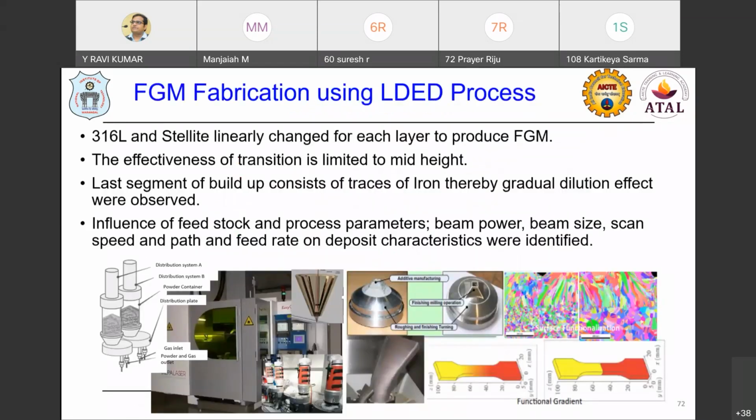And with respect to other materials, functionally graded materials were made with this DED process.